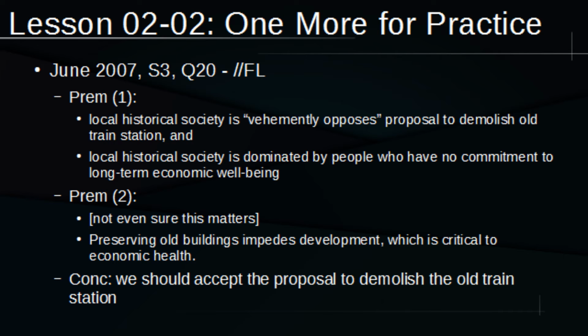So here we have sort of two elements to premise one. In writing, it starts us off with the conclusion. But our first premise, after they hit us with the conclusion, is that the local historical society is vehemently opposed to a proposal to demolish the old train station. And furthermore, the same local historical society is dominated by people who have no commitment to long-term economic well-being. So this to me is already a very suspicious argument.